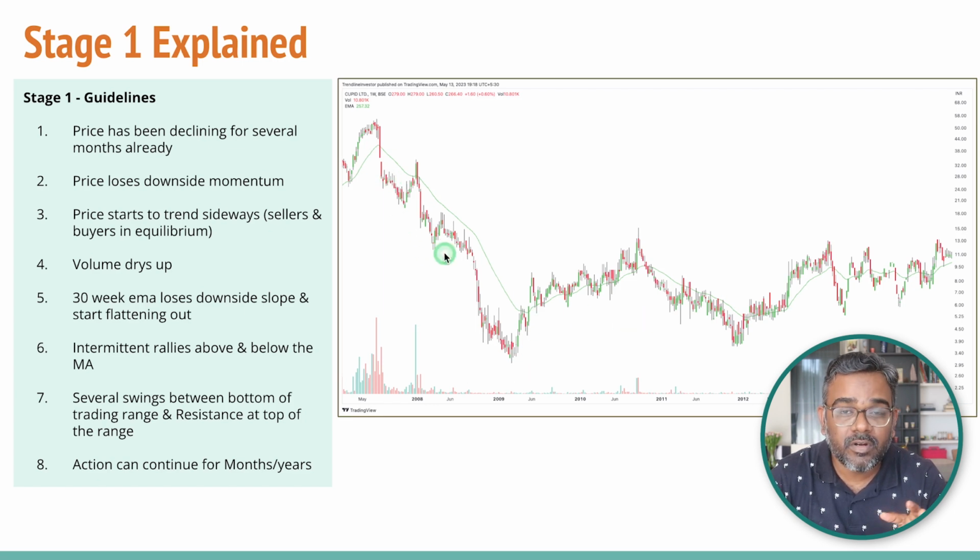Now in a downtrend or an uptrend, the volumes have to rise, but in a sideways trend, the volumes have to be low. Now that's an important rule in stage 1 analysis.